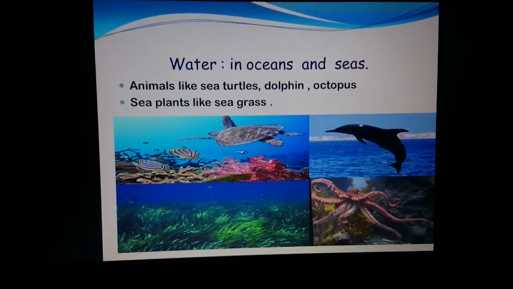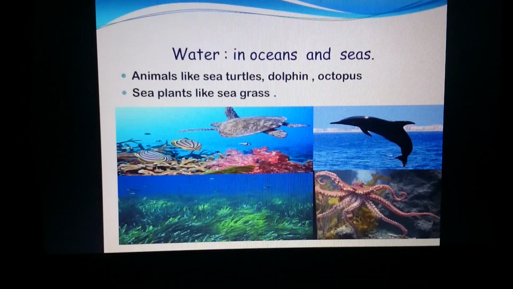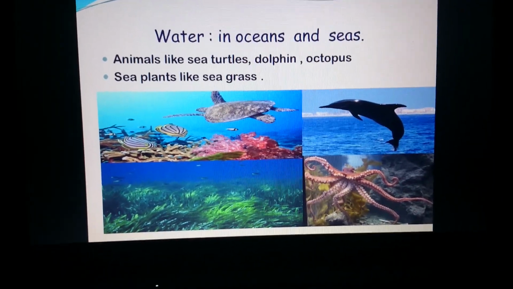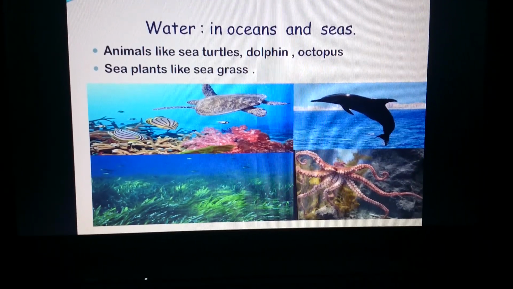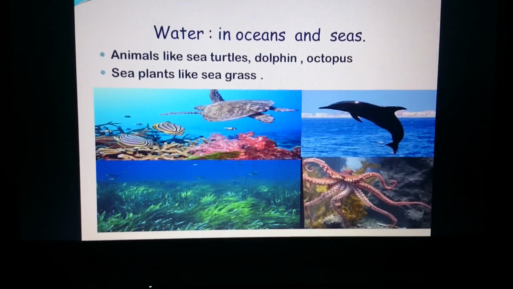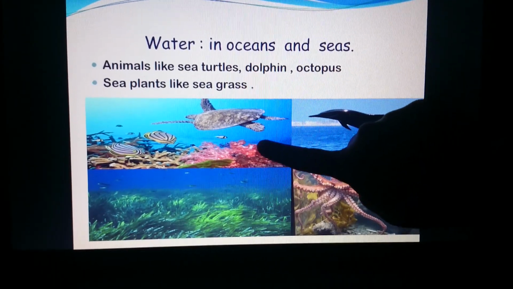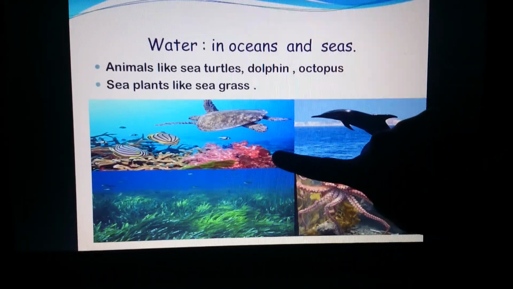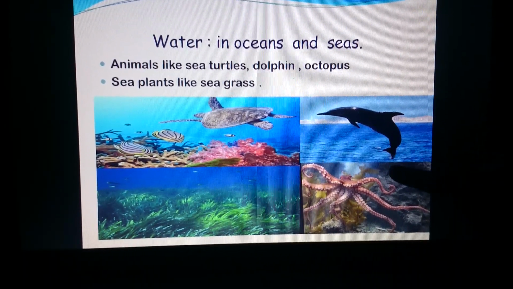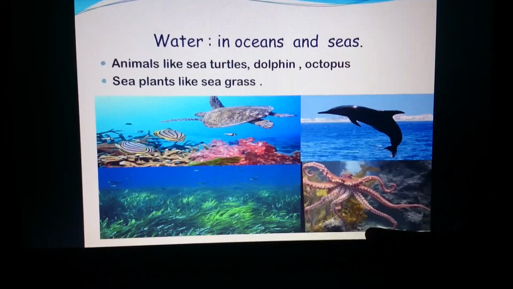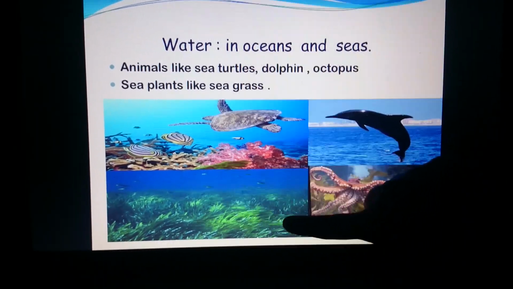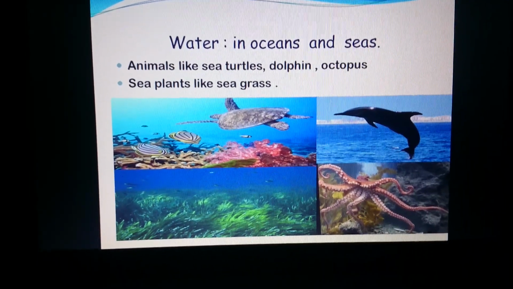Moving on, we find plants and animals in water. If I show you a picture of oceans and seas, you can see these deep sea animals and plants, which you can find in oceans and also by the seashore. In the first picture, you can see a sea turtle with some beautiful corals and reefs. And here is a dolphin, an octopus, and some sea grass. You can see some tiny fishes here swimming around under the ocean. Okay.